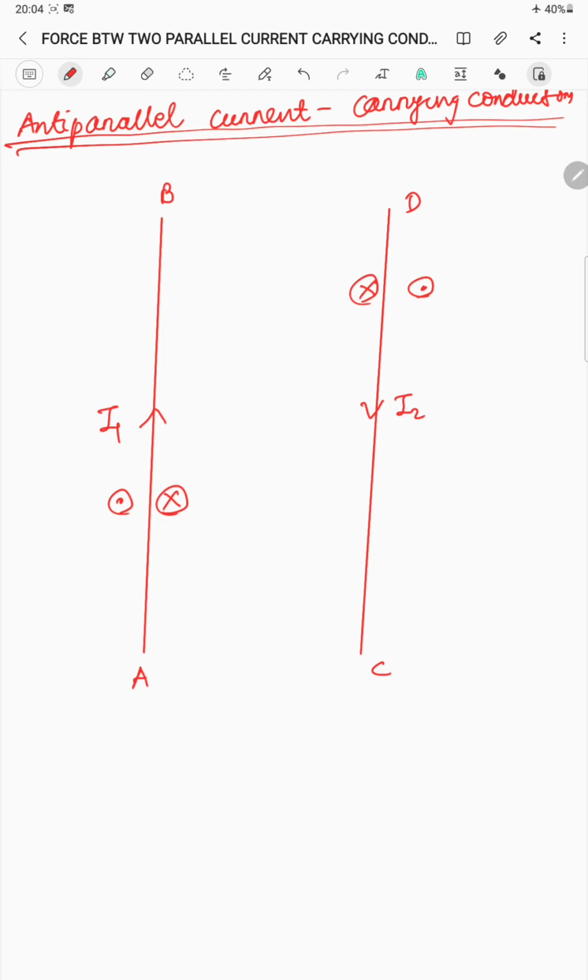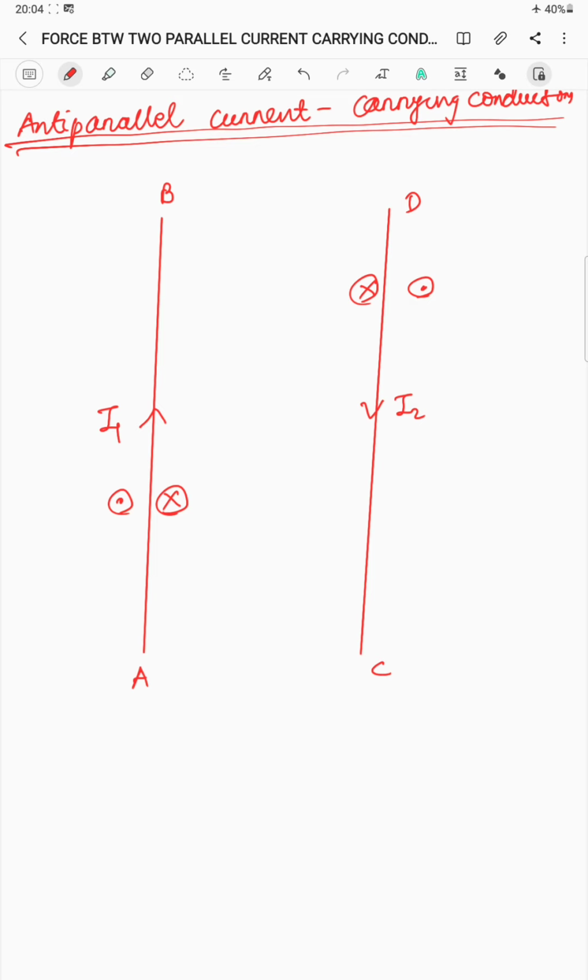That is very important. Because of I1 current, the force on CD will be how much? You see, current all the four fingers will be up and it is into the plane of the paper. So a force will be in this direction. Okay.